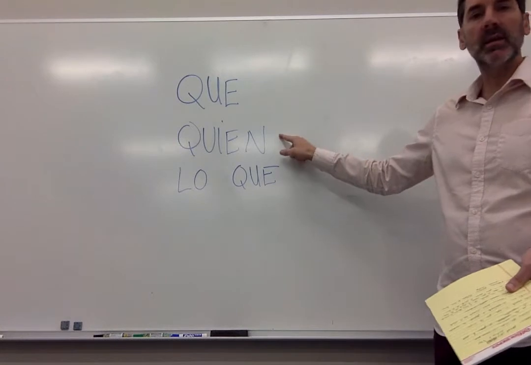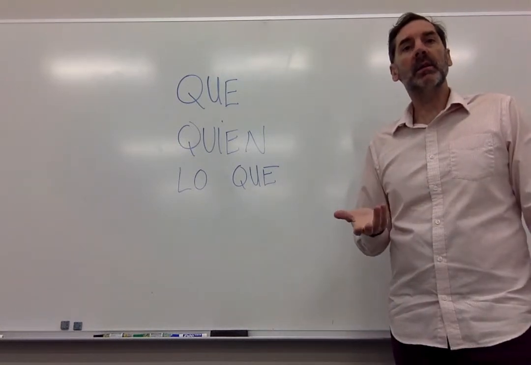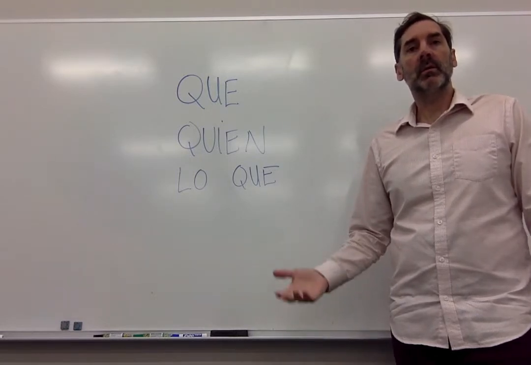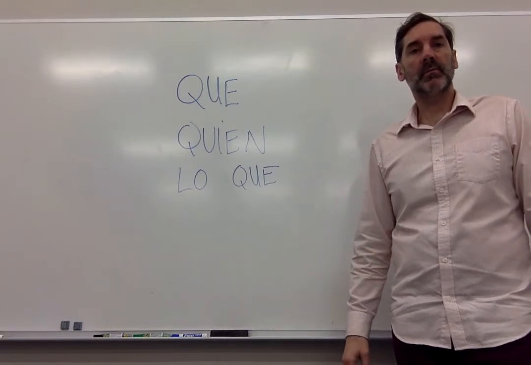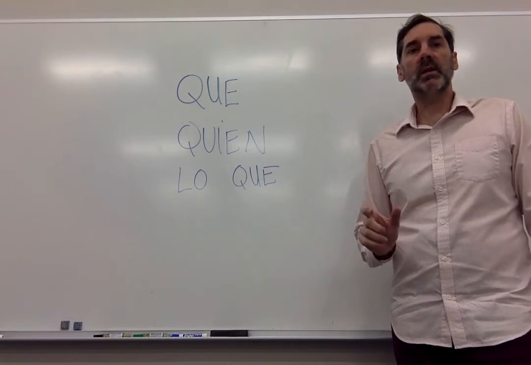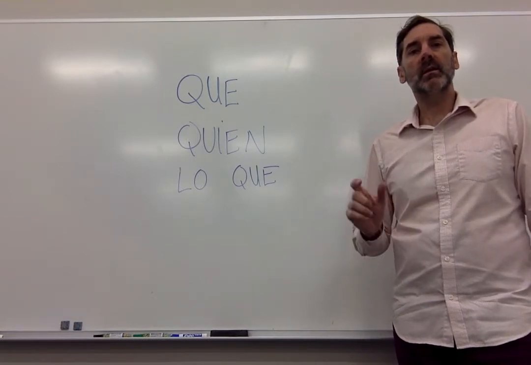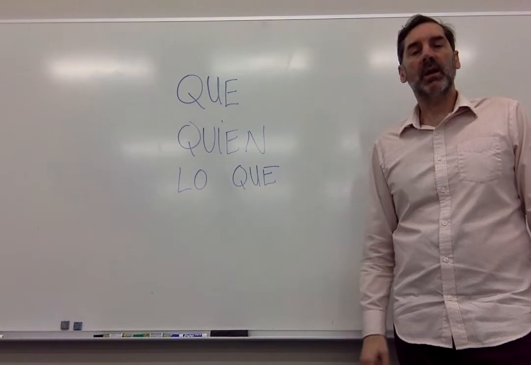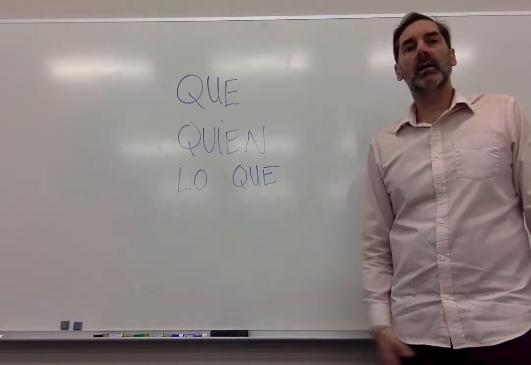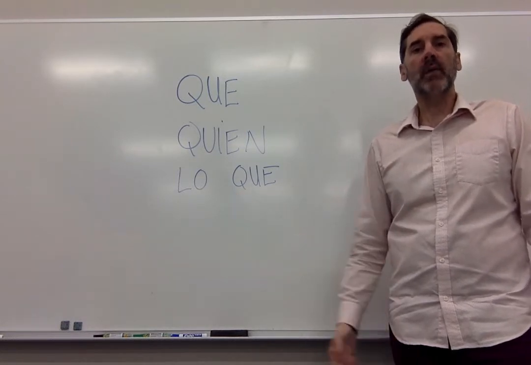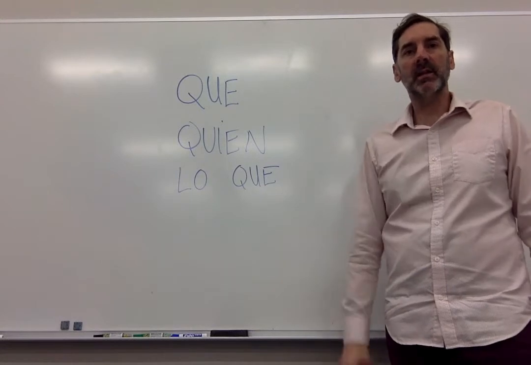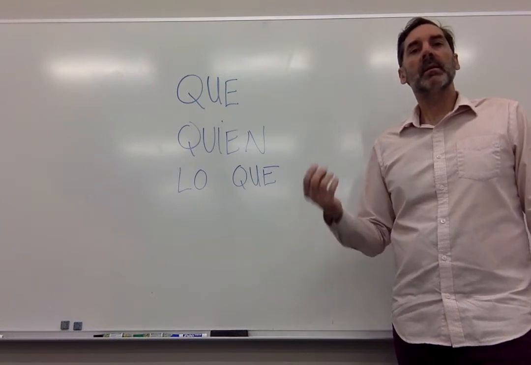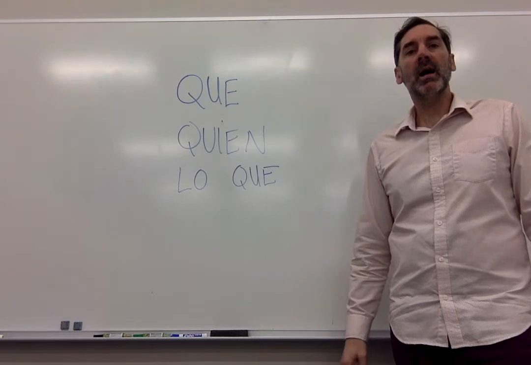Let's use an example with quien. Elena es mi vecina. Le presté la aspiradora. Elena is my neighbor. I let her borrow the vacuum cleaner. Let's make both of those sentences one sentence. Elena is my neighbor to whom I lent the vacuum cleaner. It's a clunky translation, but you get the idea. Elena es mi vecina a quien le presté la aspiradora.